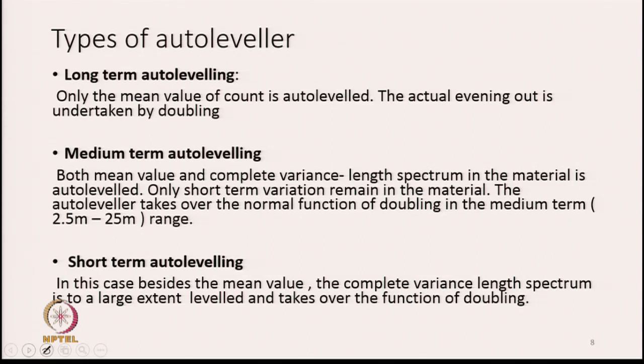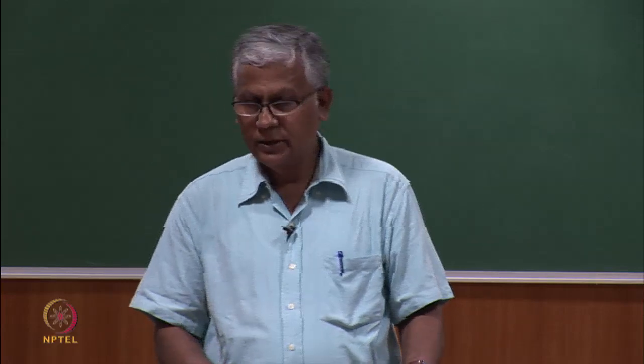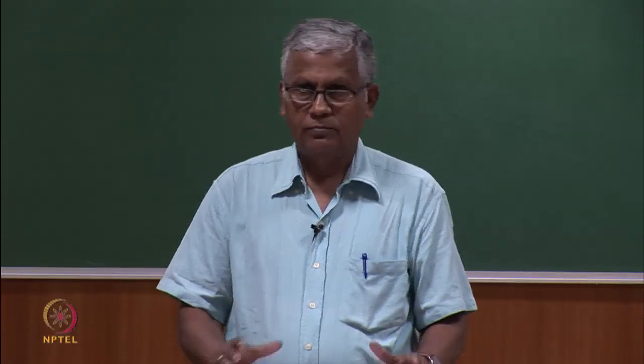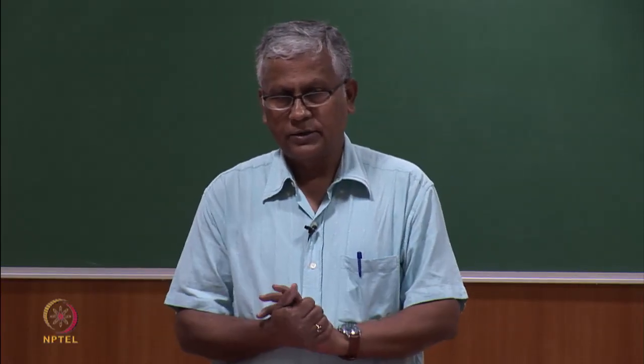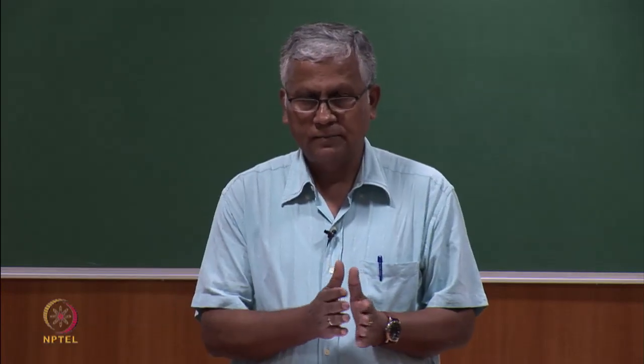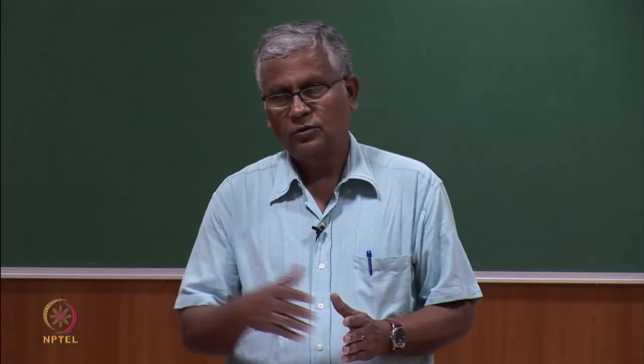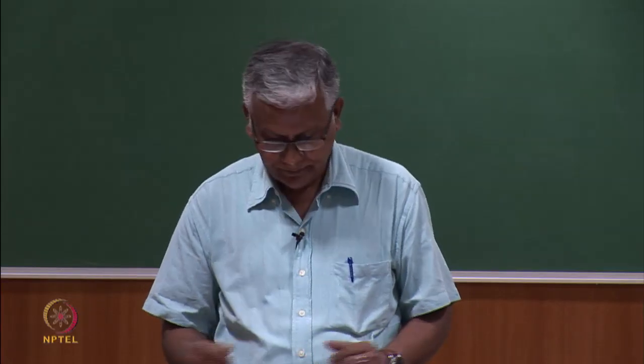And then come short term autolevellers, or short term autolevelling. In this case, besides the mean value, the complete variance length spectra is to a large extent levelled, and it takes care of the doubling action of the draw frame as well. So, short term autoleveling means it is trying to control the variation starting from short term length to very long term length.